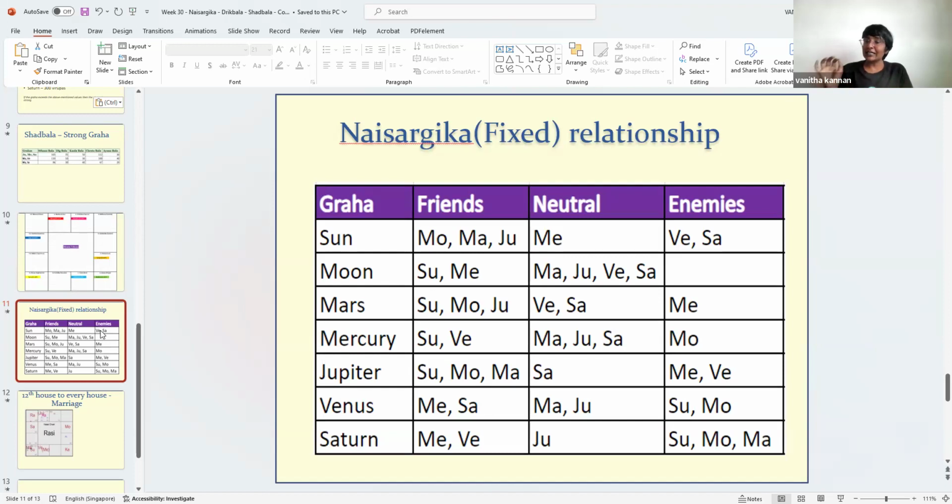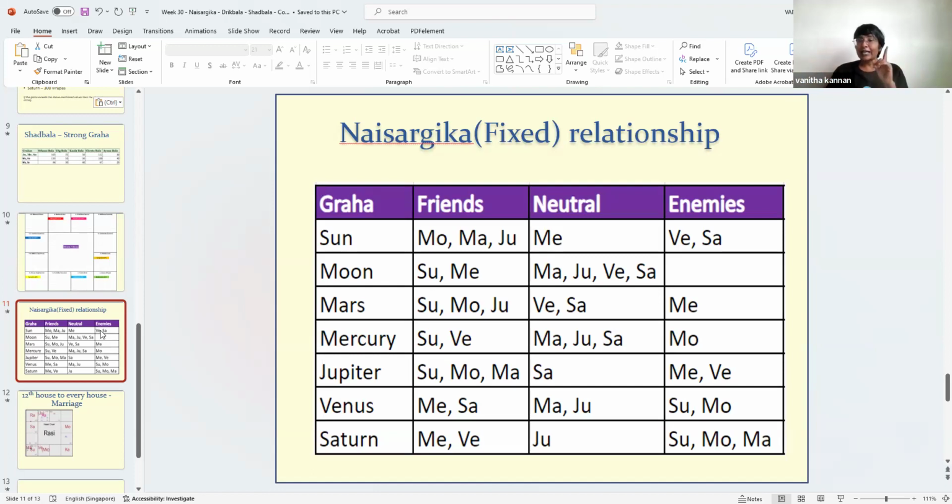And the enemies of Jupiter: Mercury. And Jupiter also maintains enmity with Venus. Venus is another guru, but Jupiter and Venus don't like each other. Jupiter doesn't like Venus. Okay, here is the interesting thing that will come next.